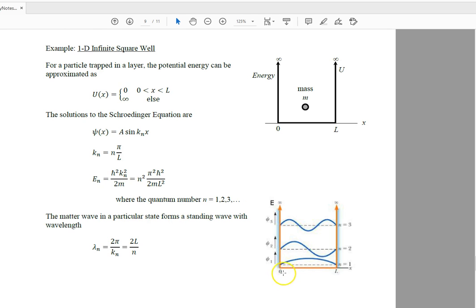See that? And remember, psi is going to be 0 at both ends, 0 and L. In the first excited state, you're going to get one more wiggle. It's going to look like this. And you can verify this if you just plot your sine functions between 0 and L.